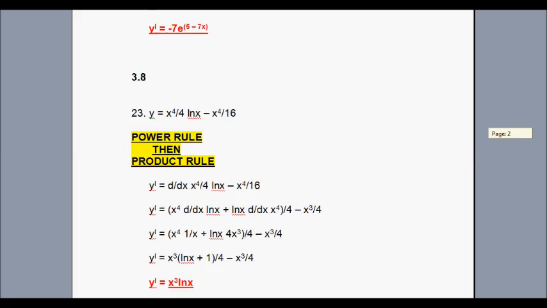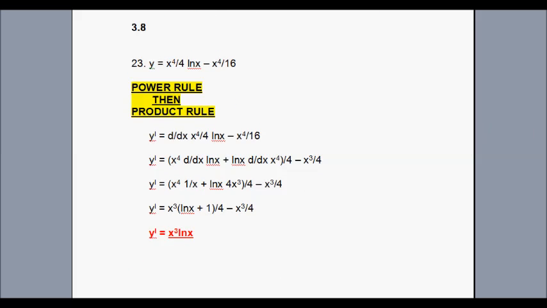Now for 3.8, you got two problems again. In this one, you got the power rule and the product rule. And the question is, y equals x to the 4th over 4 times the natural log of x minus x to the 4th over 16. Now, set it up. Y prime equals the derivative of x to the 4th over 4 times the natural log of x minus x to the 4th over 16.